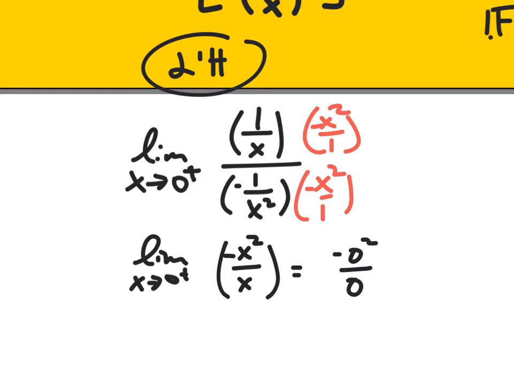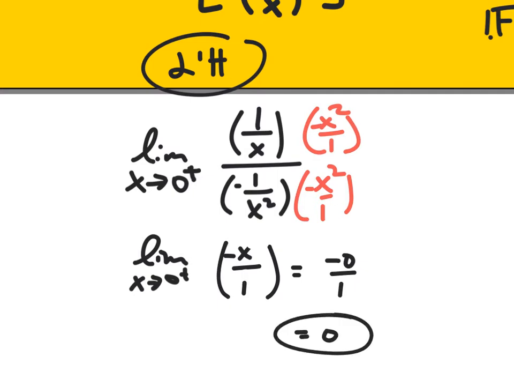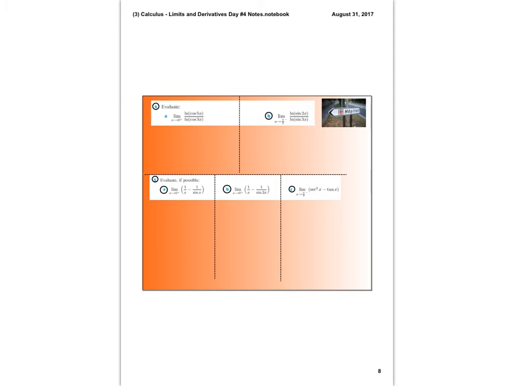Wait a minute, that's a problem. Why? Because guess what? I can reduce. So negative x squared over x comes out to be x over 1. You could have employed L'Hopital's Rule again. Instead, I'm just going to go ahead and reduce, and so the original limit would be 0. Okay, let's move on.